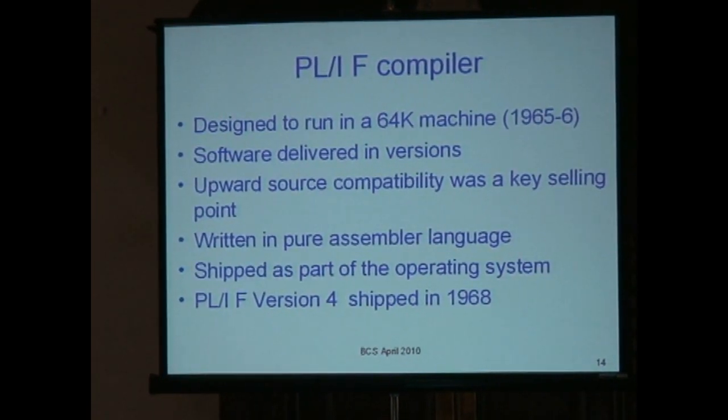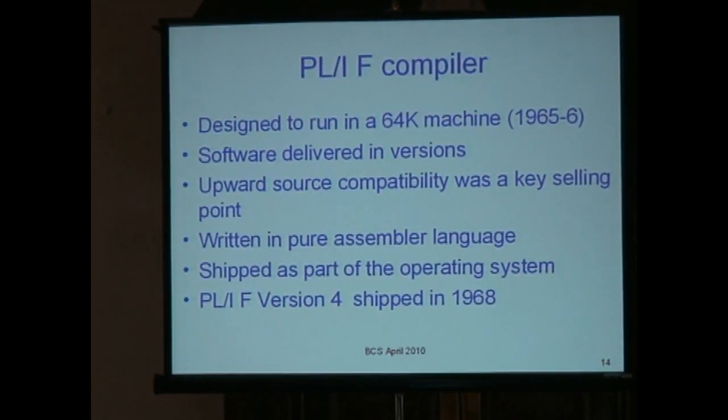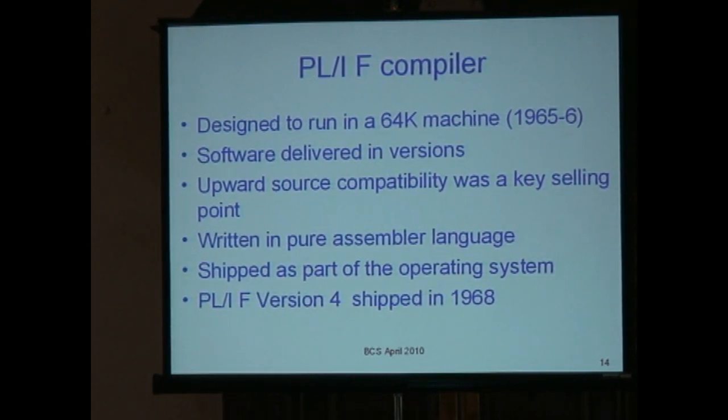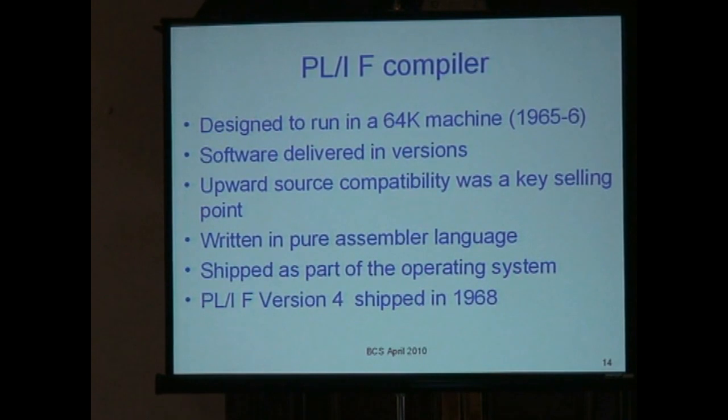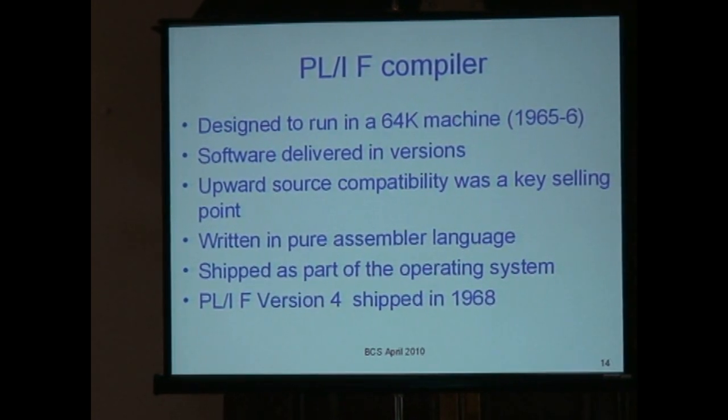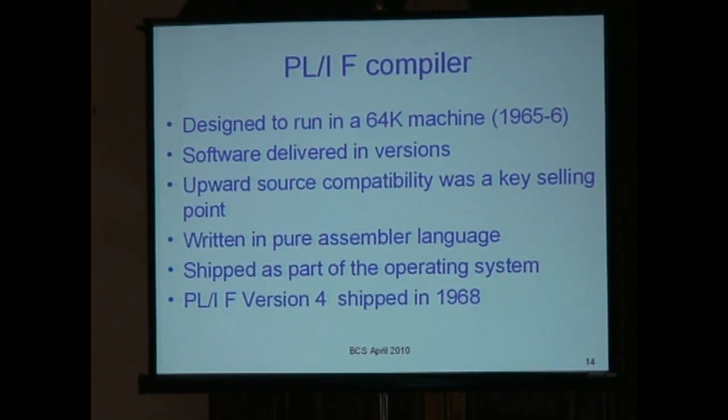So the first implementation from Hursley was the F compiler. It was designed to run in a 64K box. Software came out just like Hursley House in bits, a bit more and a bit more and a bit more. Of course, the only language you had around at the time was pure assembler, and version 4 shipped in 68, and 68 is a key date because that was the date both Geoff and I joined IBM.